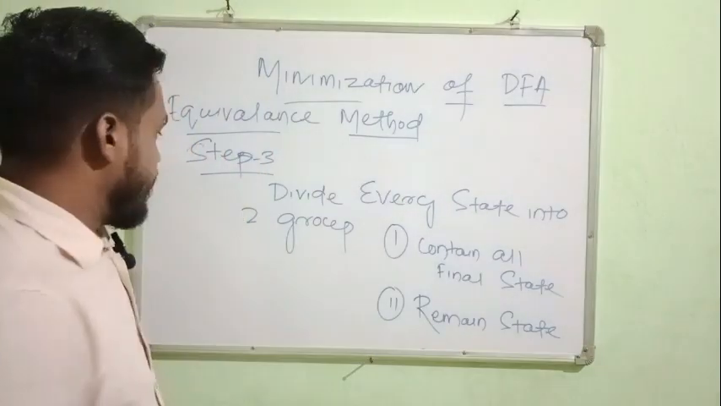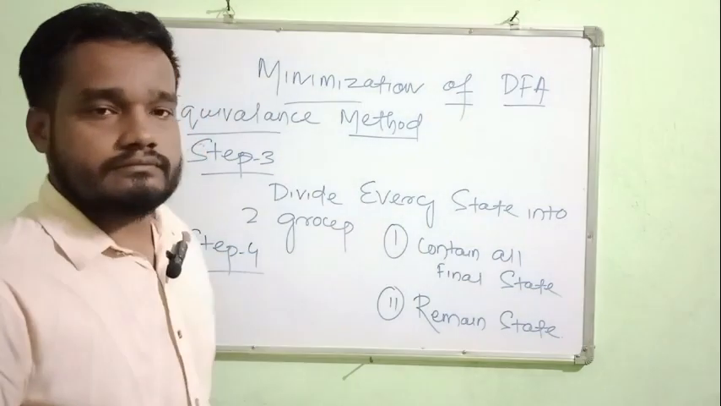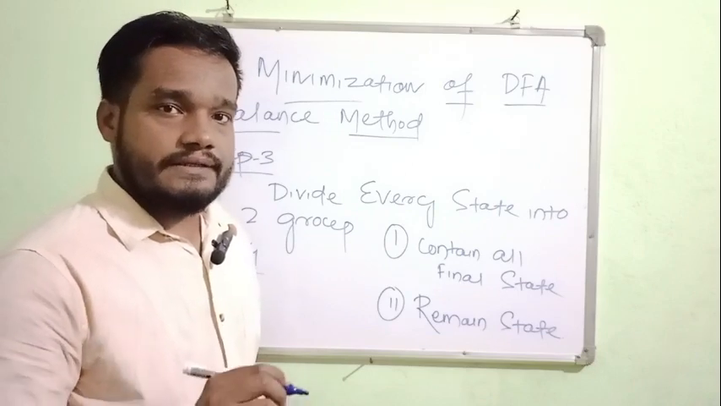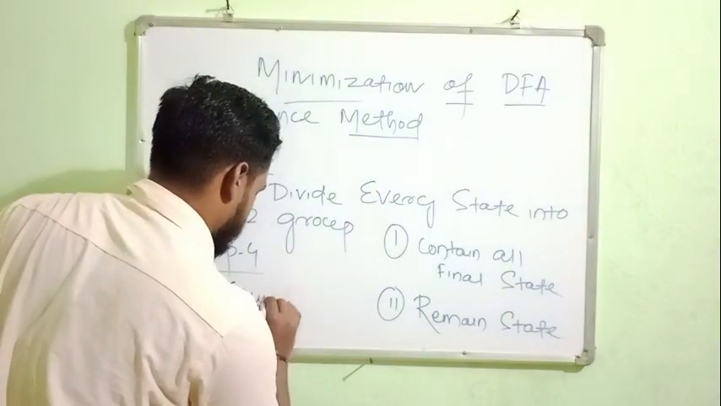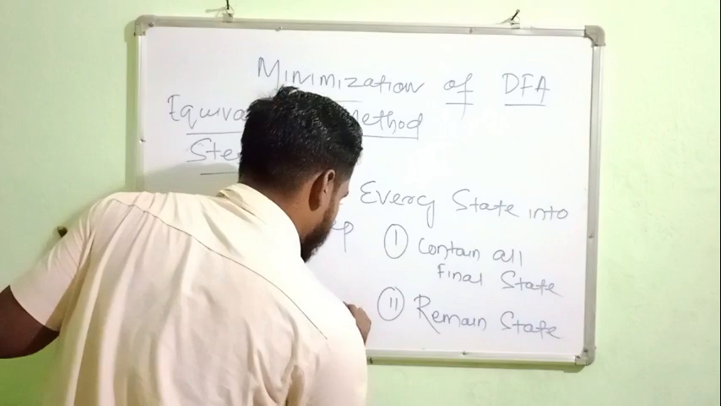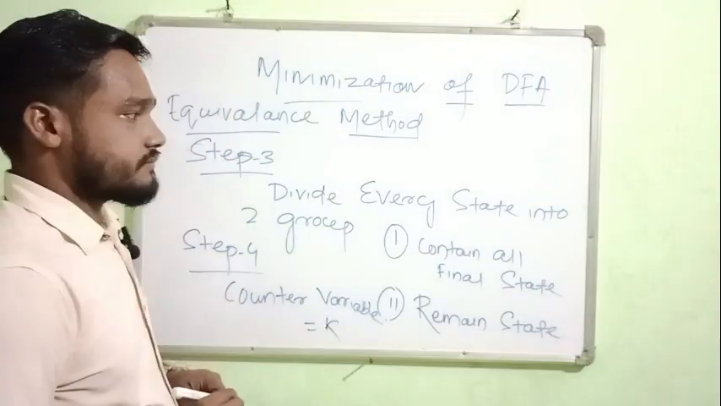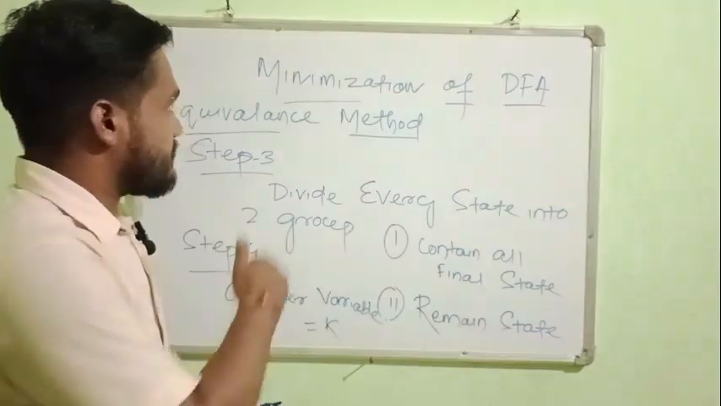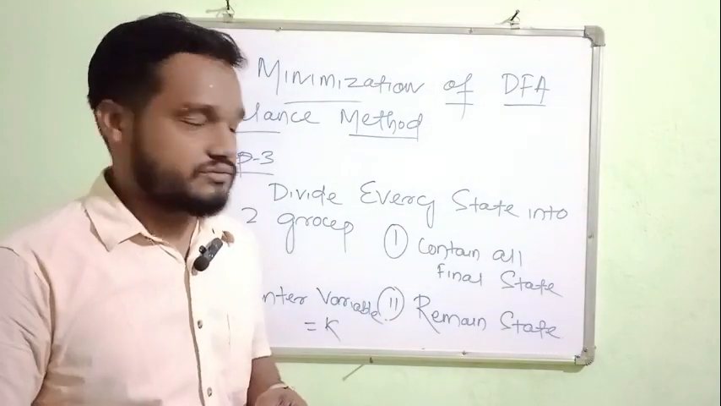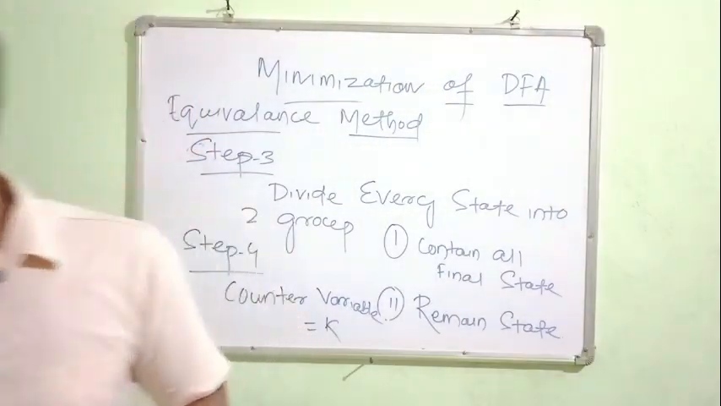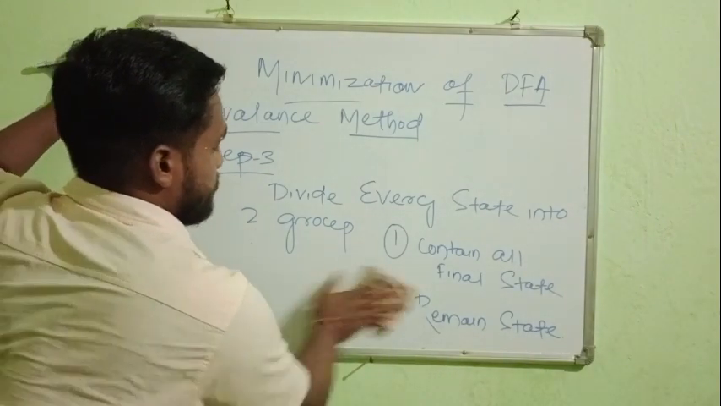In step number 4, we will use the counter variable. The counter variable is k. Write it down, because my whiteboard is so small, it is very clumsy to write everything at one time. So take a screenshot or write down. I will erase, then I will write the next steps.